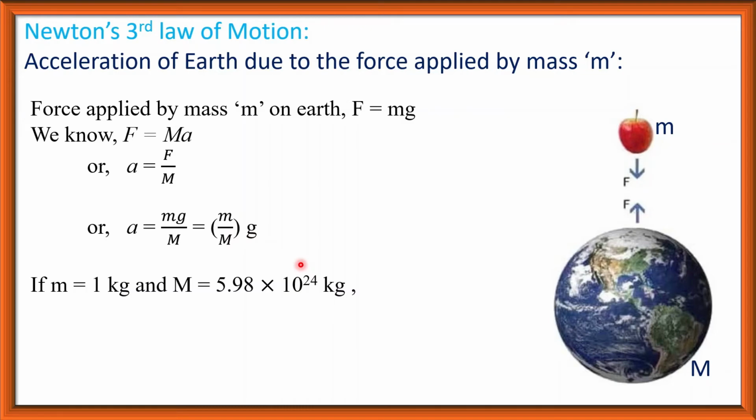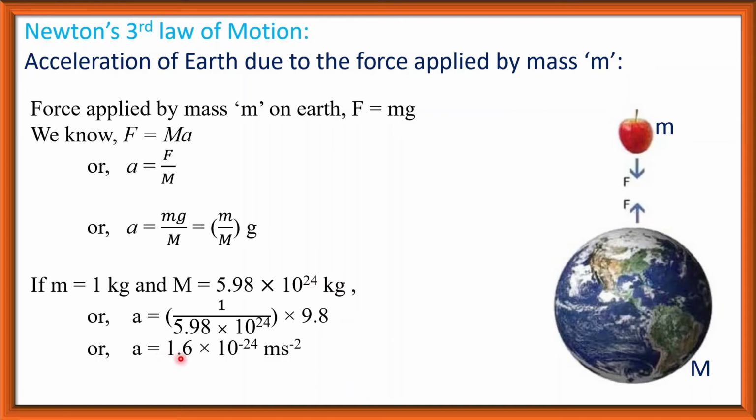If m is equal to 1 kilogram and capital M is equal to 5.98 into 10 to the power 24 kilogram, then the acceleration a is equal to small m divided by capital M into g. Small m is equal to 1 kg and capital M is equal to 5.98 into 10 to the power 24 kilogram into g 9.8, and after calculation a is equal to 1.6 into 10 to the minus 24 meter per second square. This is the acceleration of earth.